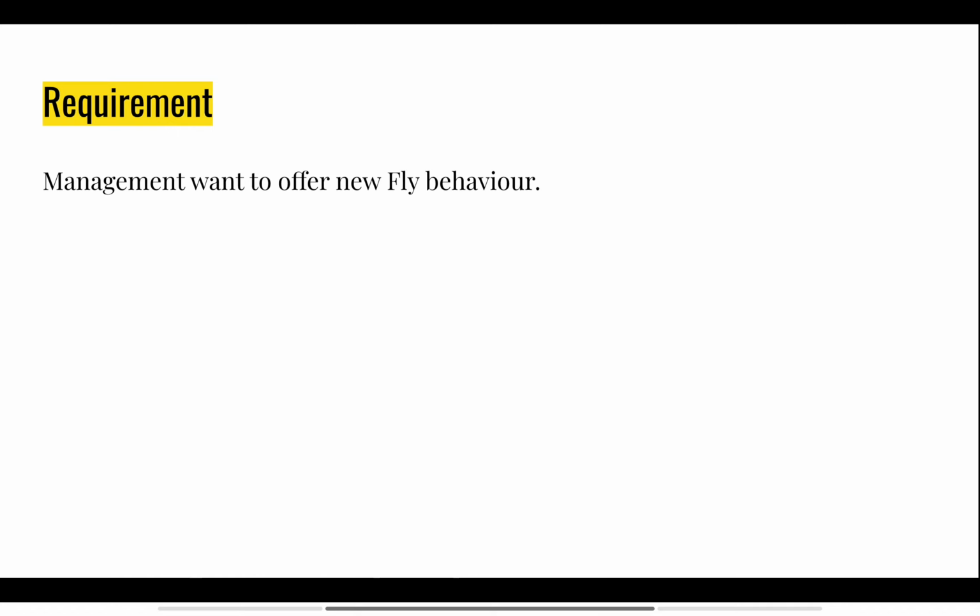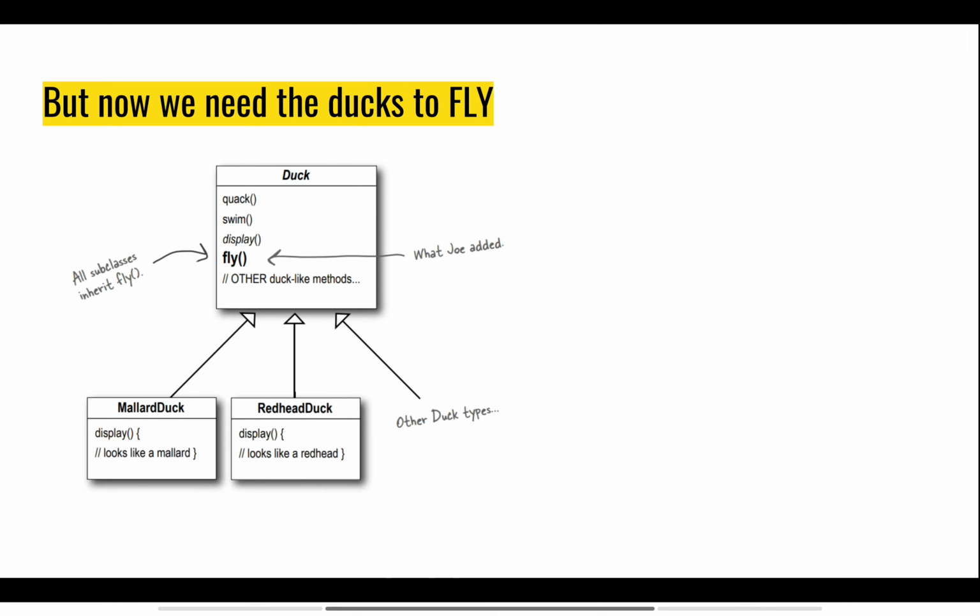Things were good so far, but management wants to add a new behavior, fly behavior. So they asked Joy to implement this new fly behavior. This is what Joy has done. He added a new fly method in the parent Duck class. So all the subtypes inheriting the Duck class now automatically get this new behavior without modifying any code. Impressive, right?